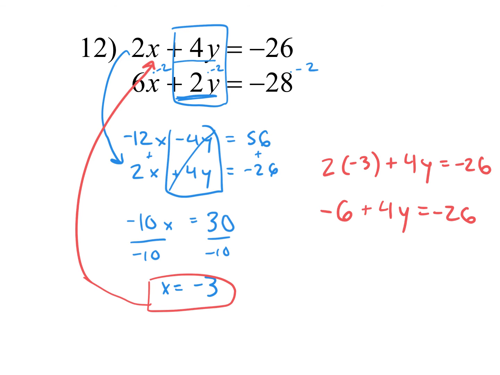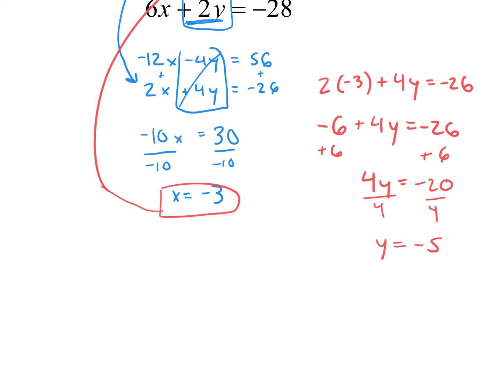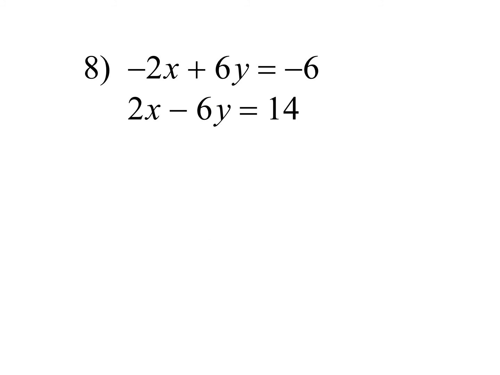What should I do next? Add 6 to both sides. So 4y is equal to negative 26 plus 6. What's negative 26 plus 6? Negative 20. And then divide. So what's y equal to? Negative 5. How would I write my answer? Negative 3, comma, negative 5. So for these, I want to use elimination.